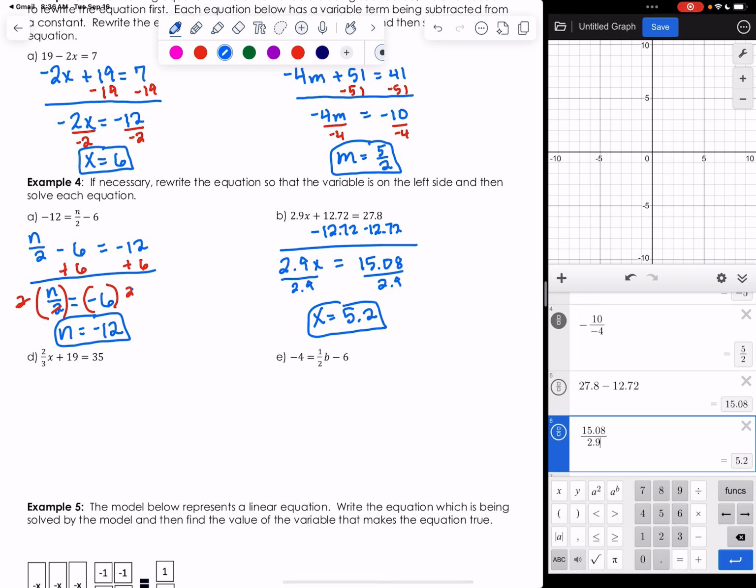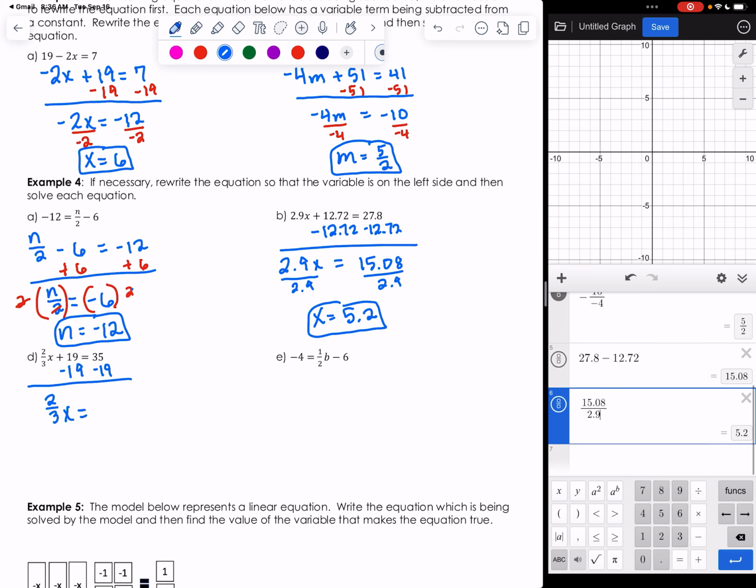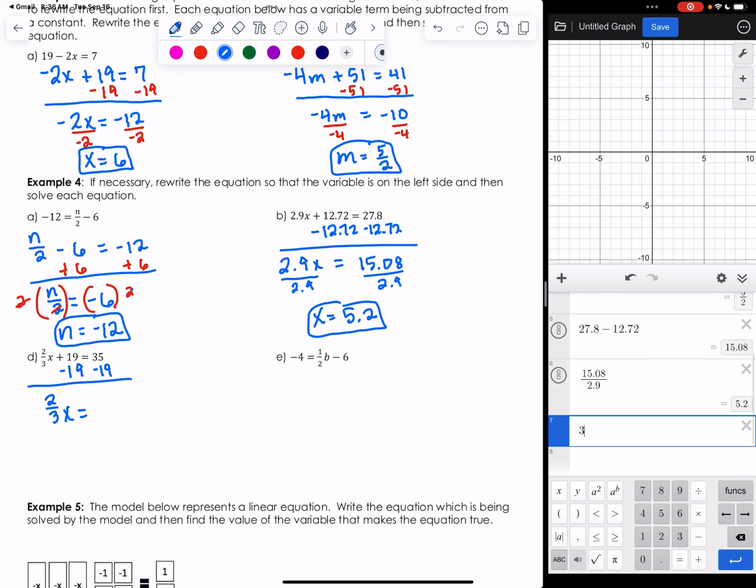All right, let's talk about problems with fractions. So we're multiplying 2/3 times x, and then we're adding 19. So if I do the opposite, I would have to subtract 19. So 2/3 x equals 35 minus 19. That would give me 16.